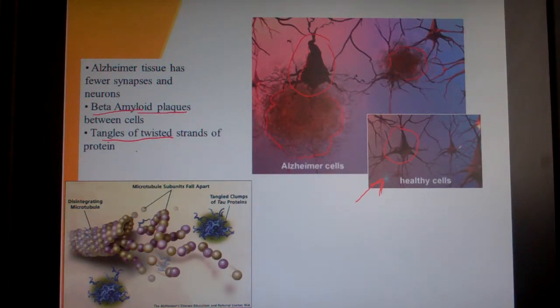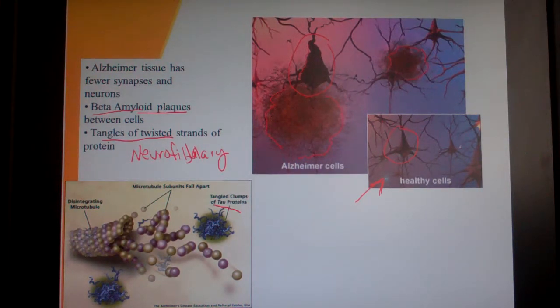neurofibrillary tangles. Neurofibrillary, N-E-U-R-O-F-I-B-R-I-L-L-A-R-Y, tangles, and that's what you have.